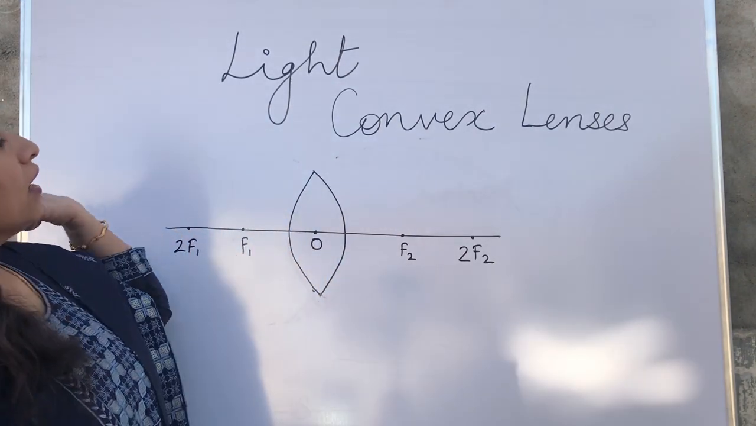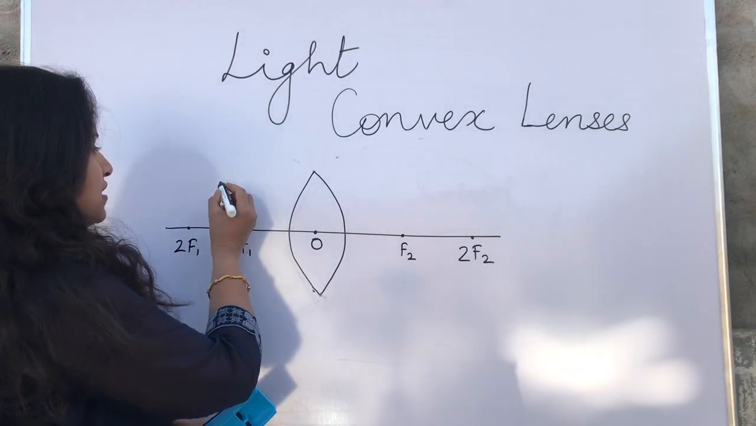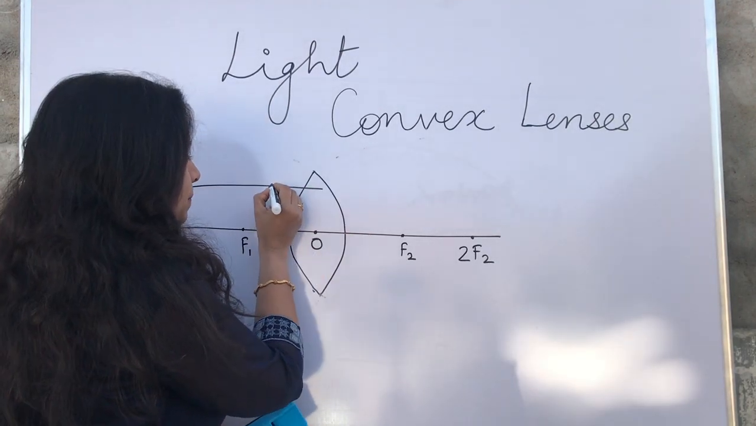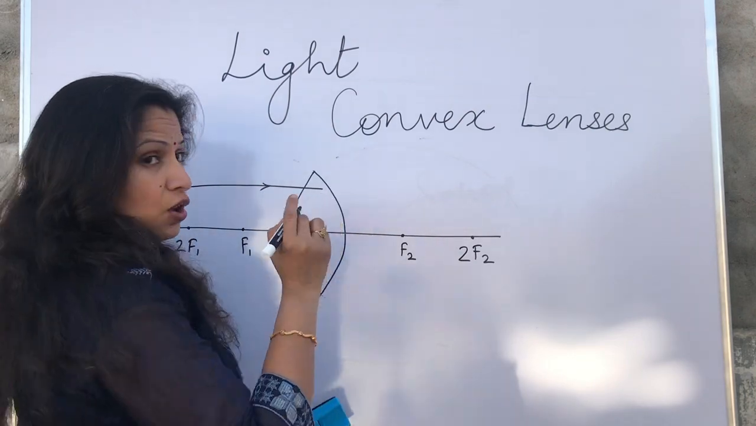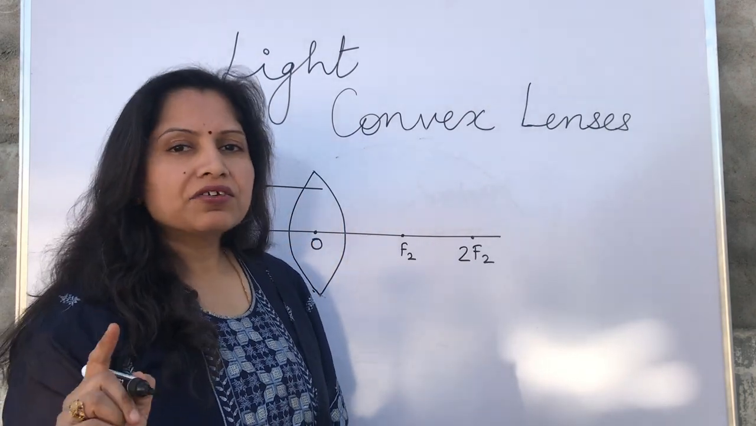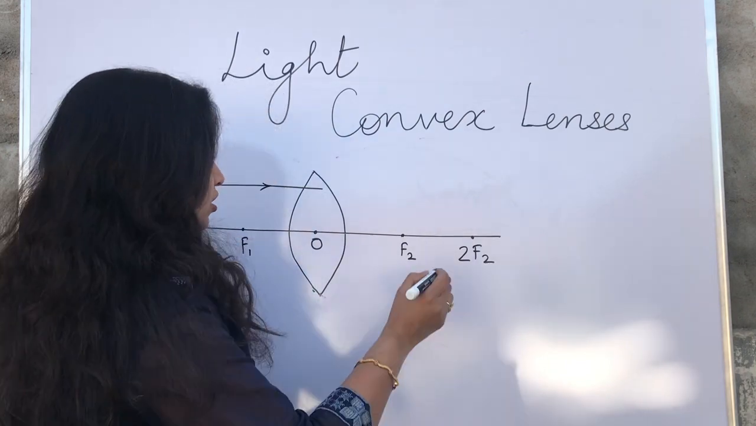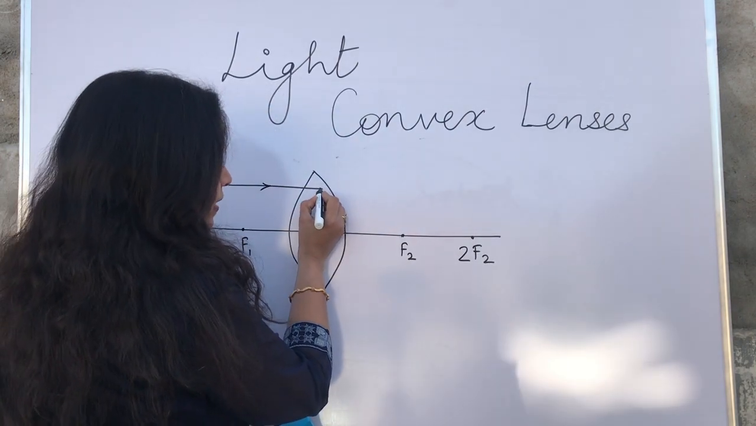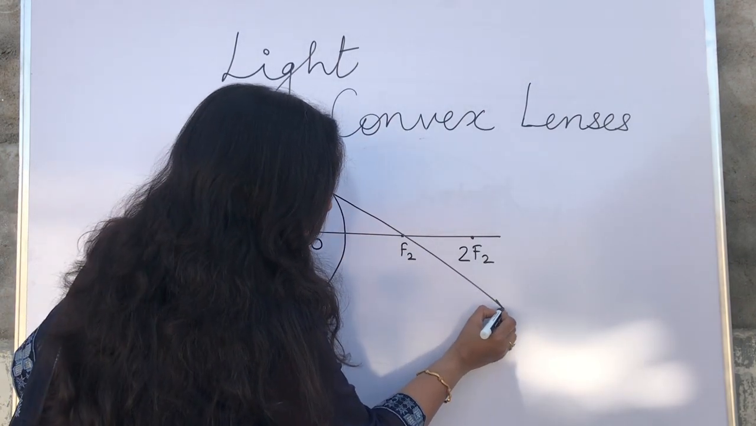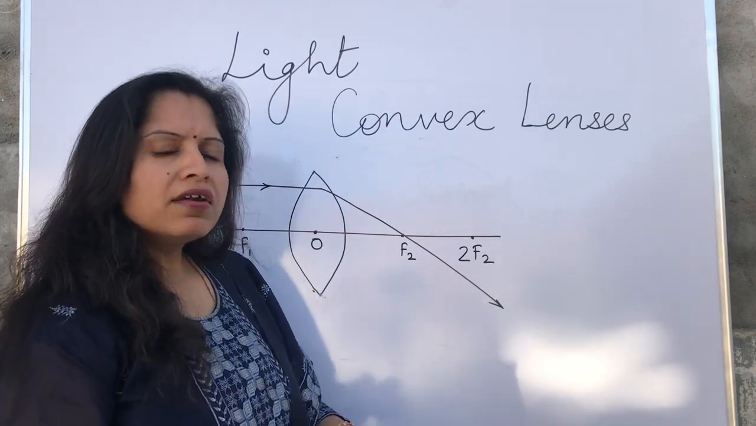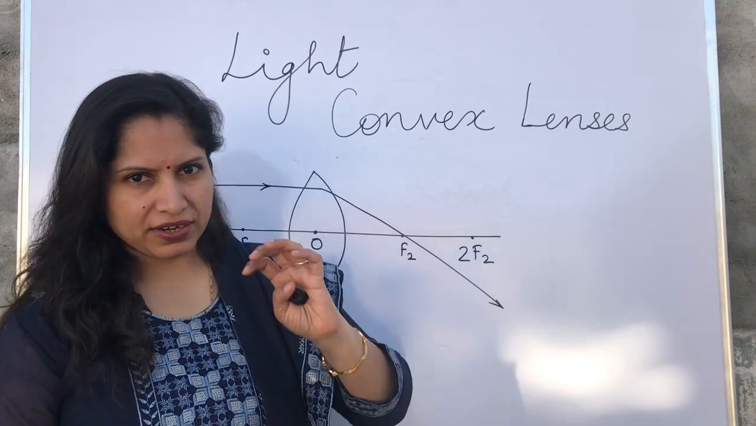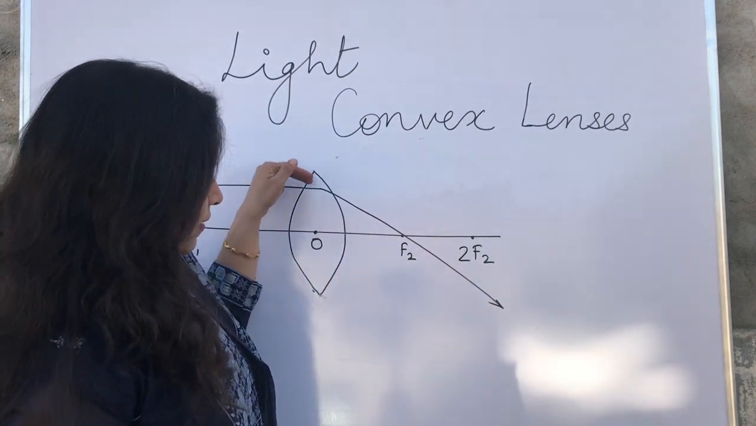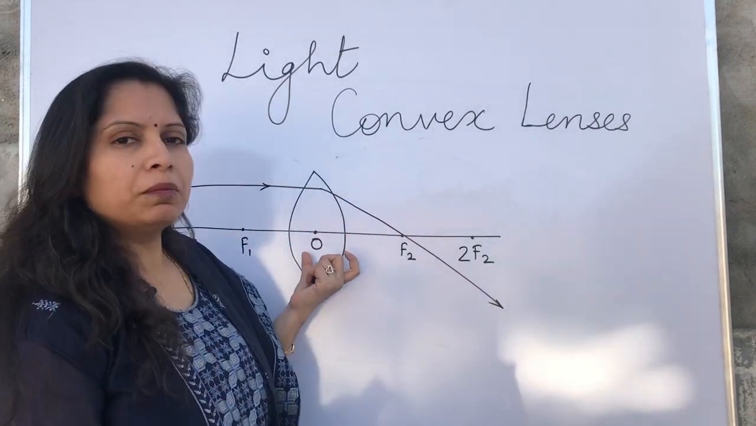Now, the rules. The first rule is that if a ray of light is coming parallel to the principal axis, after refraction, it will bend and pass through the focus. Remember one rule that will help you memorize all the ray diagrams in a better way: the light ray will be bending towards the thicker part of the lens.